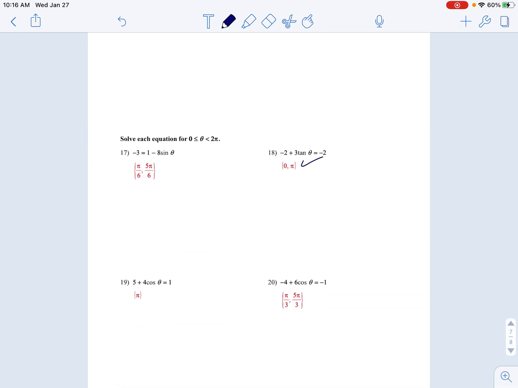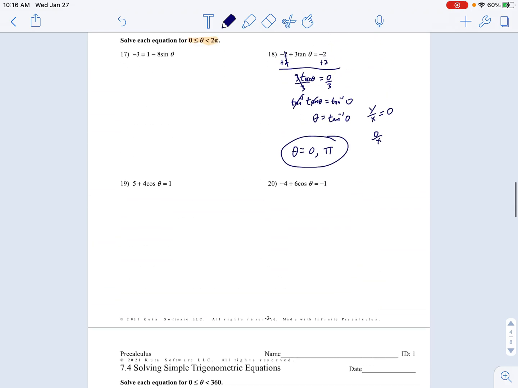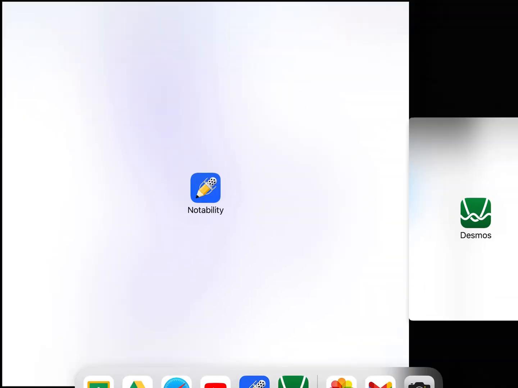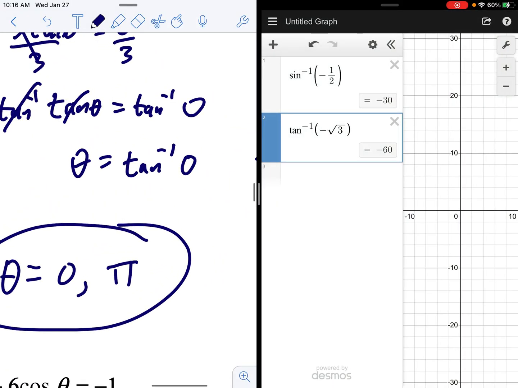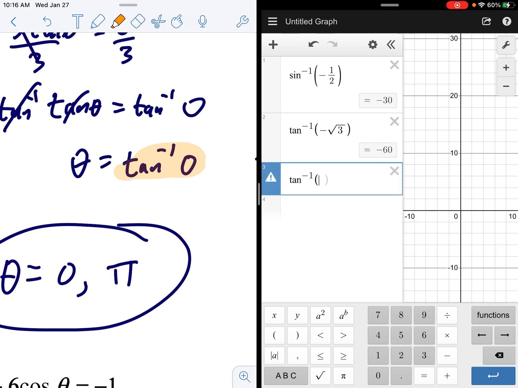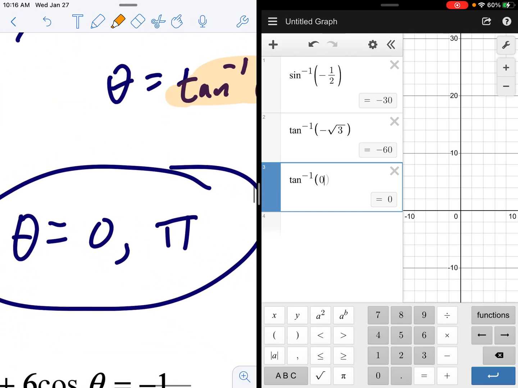Very good. Just out of curiosity, what would happen if I did this one on the calculator? So I want to do this on the calculator just to see what happens. Function inverse tan of 0, and I get 0. So it gives me one of the answers, but not both of the answers.